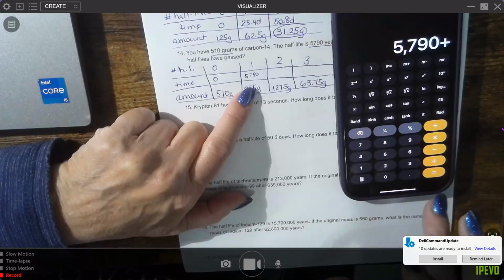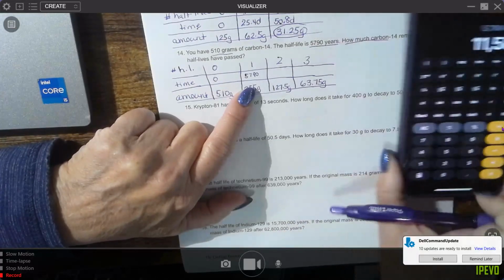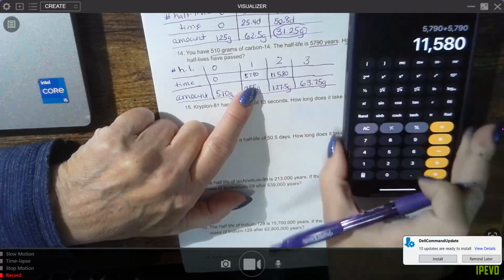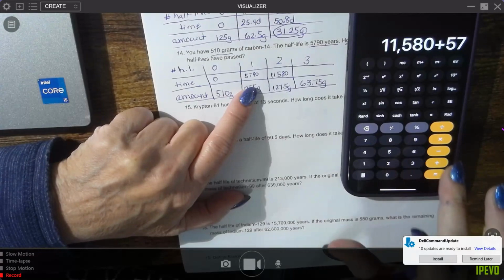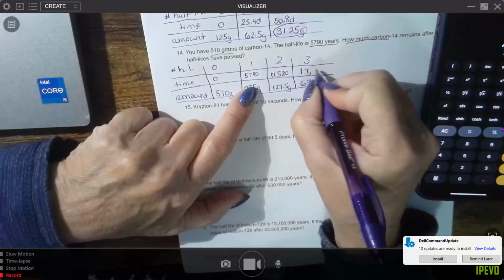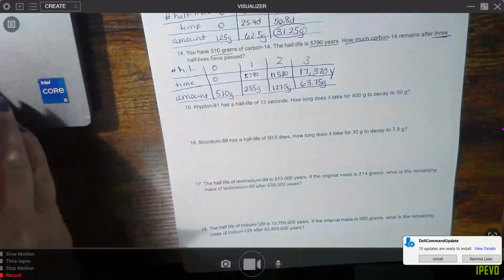Now, if I want to, I can actually figure out the amount of time. So 5,790 plus 5,790, that would be 2 half-lives, 11,580. And if I wanted the amount of time, now I'm going to add another 5,790. That gives me 17,370 years.